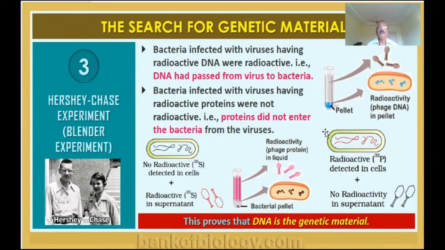Bacteria infected with viruses having radioactive DNA were radioactive. That is, DNA had passed from virus to bacteria. Bacteria infected with viruses having radioactive proteins were not radioactive. That means proteins did not enter the bacteria from the viruses. Viruses mainly possess only two components, genetic material and protein coat. In the genetic material, phosphate is there. In the protein coat, sulfur is there.